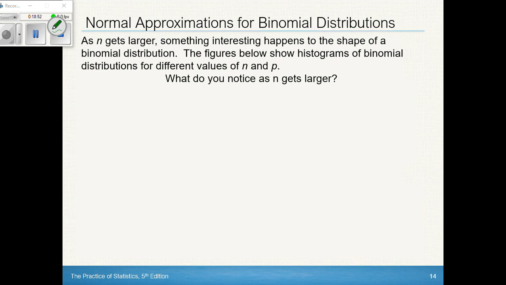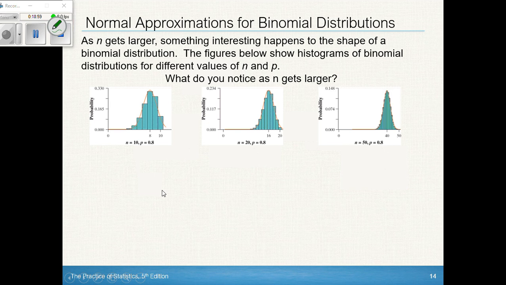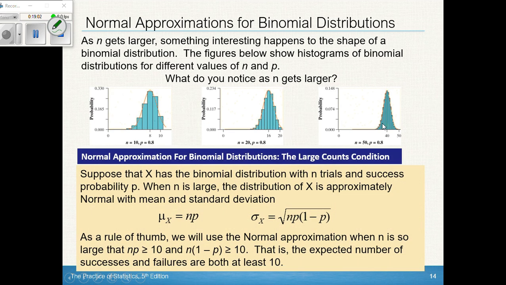Now, if n gets bigger, that binomial distribution becomes more and more normal looking. So if we have a binomial distribution with a large sample size, we end up with an approximately normal distribution with a mean and standard deviation just like we did before. As a general rule of thumb, we can use a normal approximation when n is big enough so that np is greater than 10 and n(1 minus p) is greater than 10.